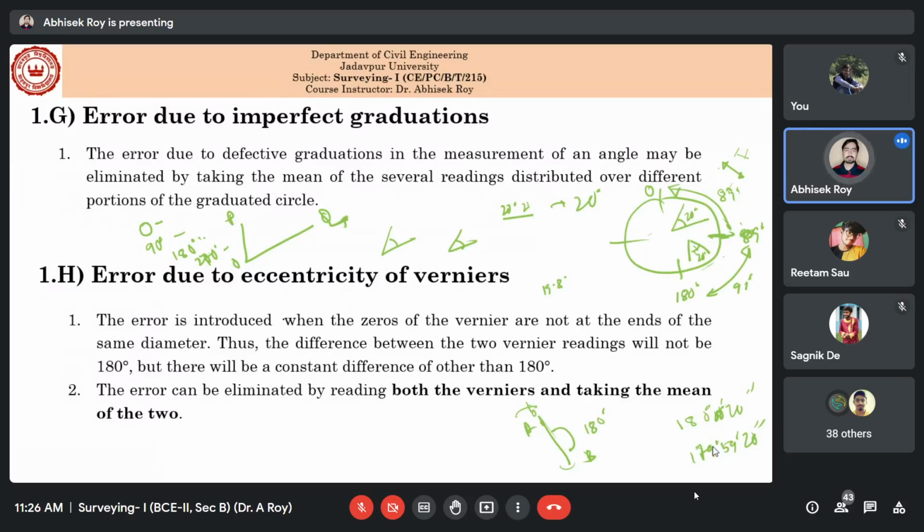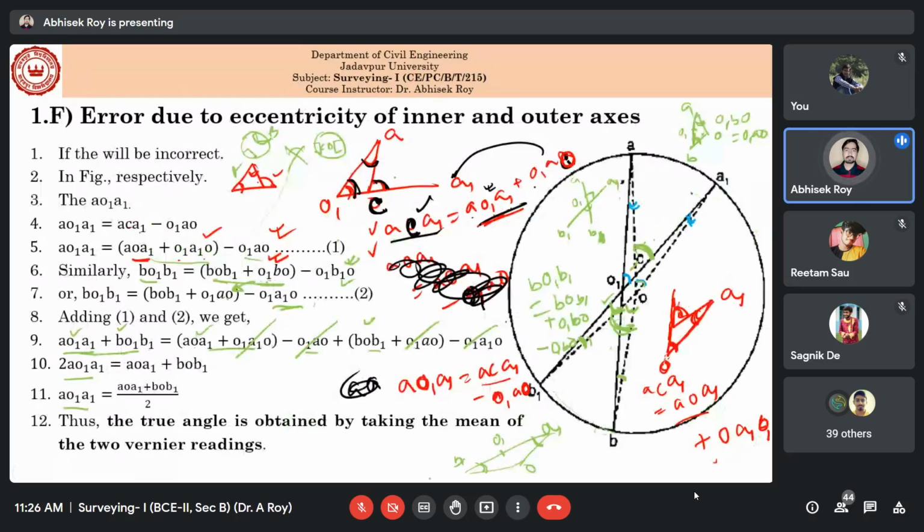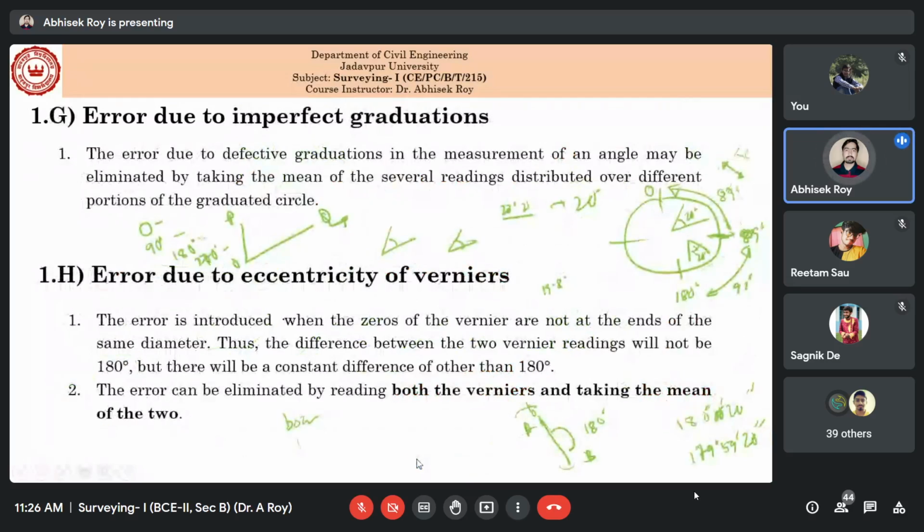You have to take the mean of both the verniers' readings, right? Then only you can remove this sort of error. So obviously this sort of error you can remove by taking both the verniers' measurements. Okay, so here both vernier measurements, these also both verniers' measurements. Previously all are basically doing the both face measurement, and this one by taking at different starting points. That means 0 degree starting line, 90-degree starting line, like this.